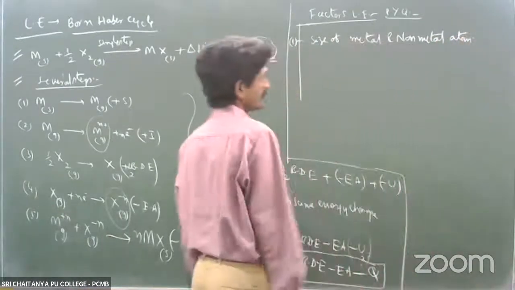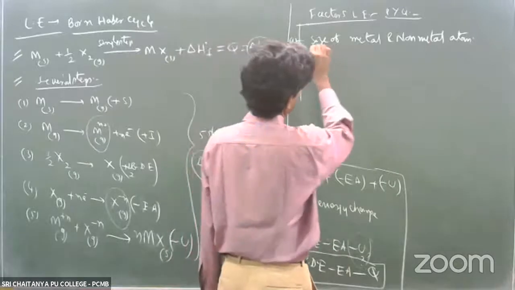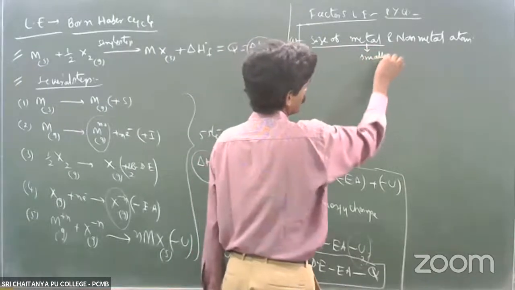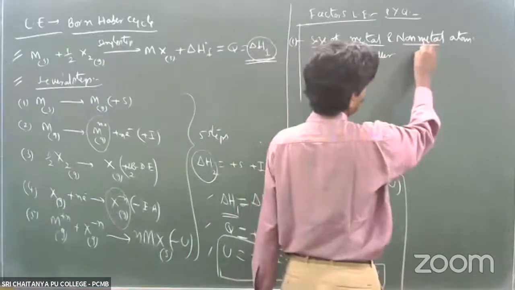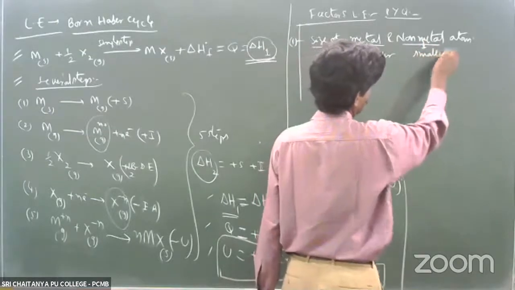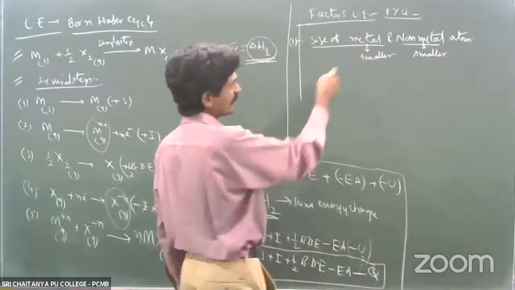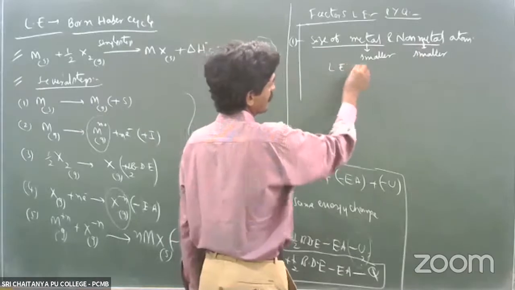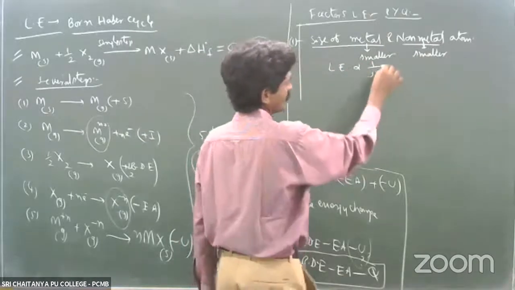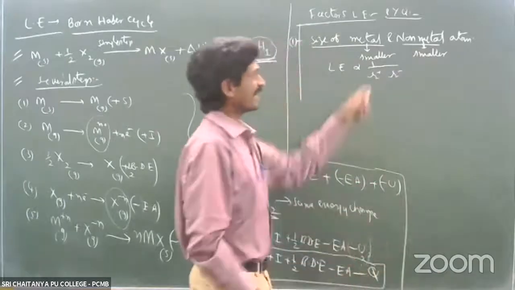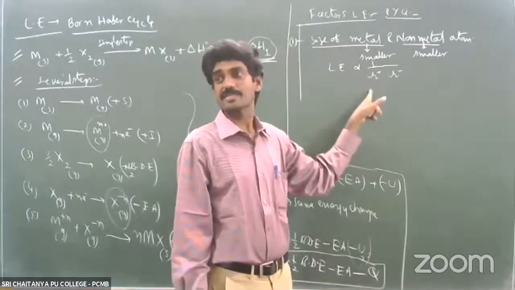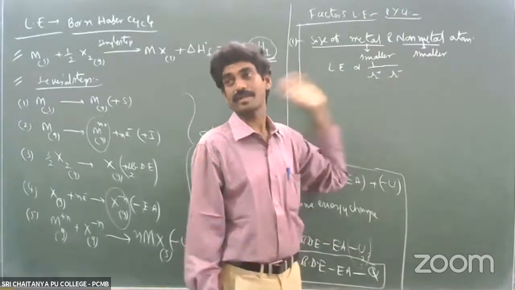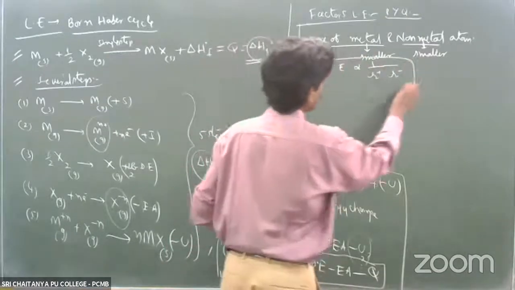So mainly you have to consider here that the size of the metal atom must be smaller, and the size of the non-metal atom also must be smaller. So here lattice energy is inversely proportional to the radius of cation and radius of anion. The cation is formed by a metal atom whose size must be smaller, and the anion is formed by a non-metal atom whose size is also smaller. That is inversely proportional.